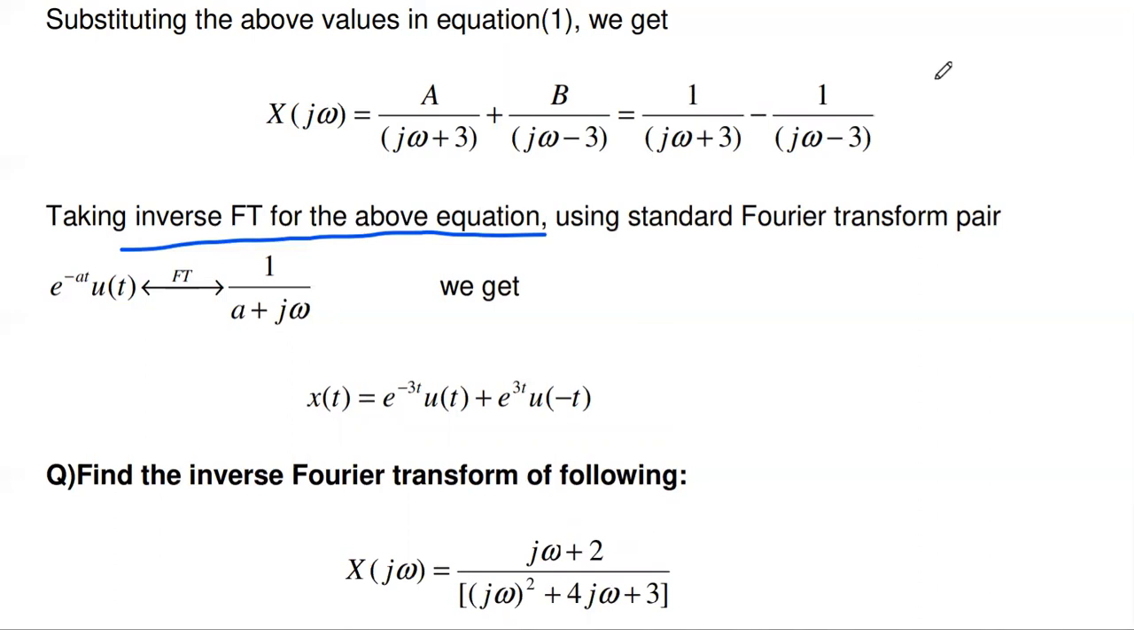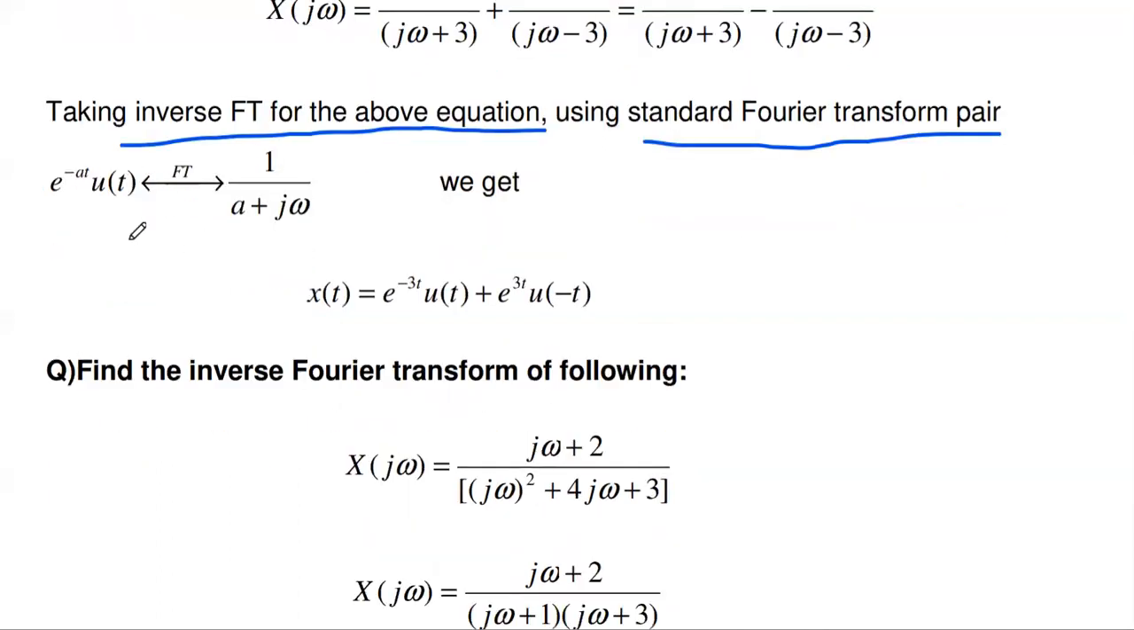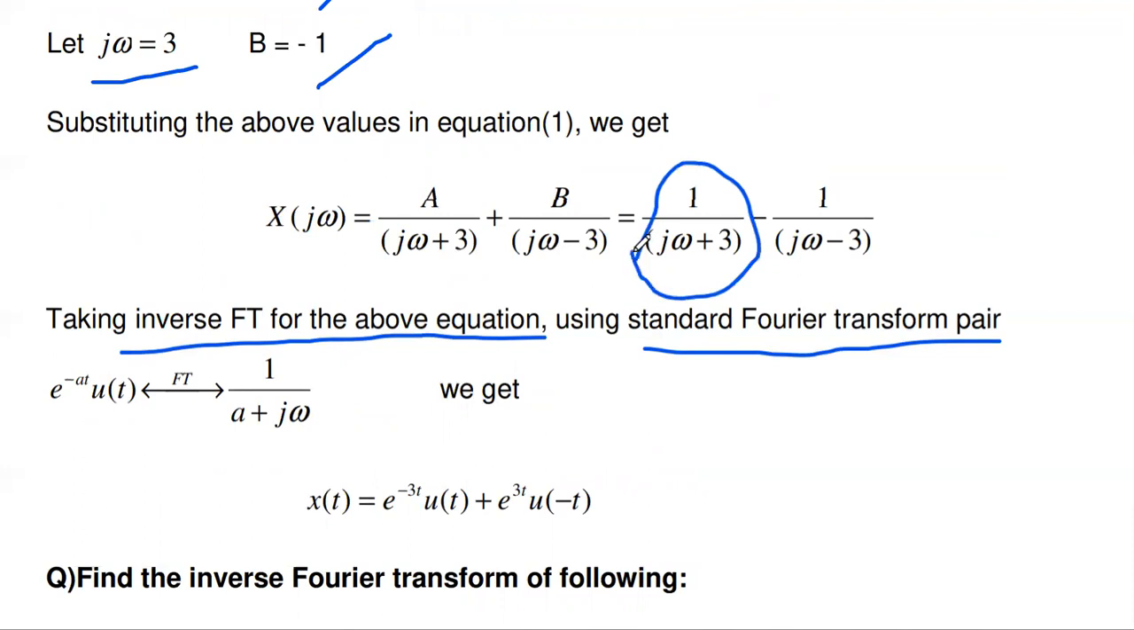So we take the inverse Fourier transform of the above equation using the standard Fourier transform pair. We already solved so many problems in the Fourier transform. This structure is 1 by (a plus j omega). Which signal has the Fourier transform 1 by (j omega plus a)? e power minus a t u of t. We solved this problem already: the exponentially decaying signal e power minus a t u of t has the Fourier transform 1 by (j omega plus a). Here X of j omega is in this structure, so using this standard pair, we take the inverse Fourier transform.